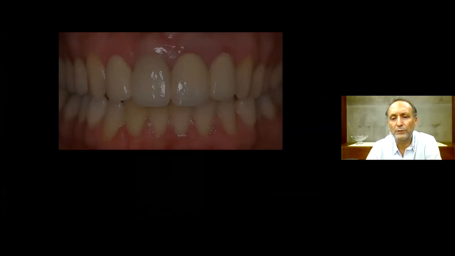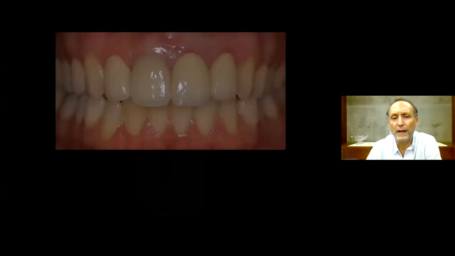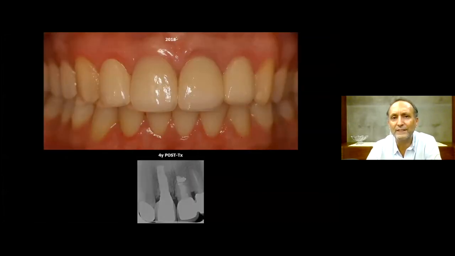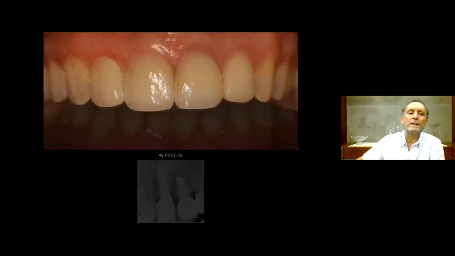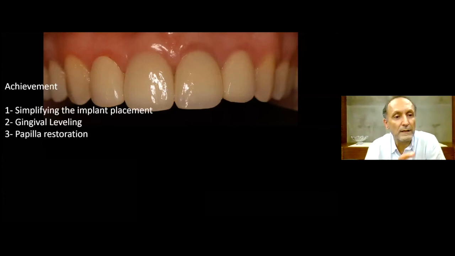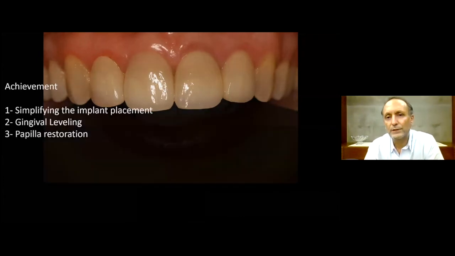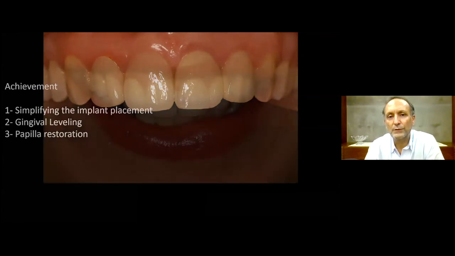This was in 2014. We can have a 4 years post-op, and now we have a 6 years post-op of the treatment of this patient. Simplifying the implant placement, gingival leveling, and papilla restoration. This is her smile at the end of the treatment in 2018. Let's complicate the situation with this case, as would be our final case.